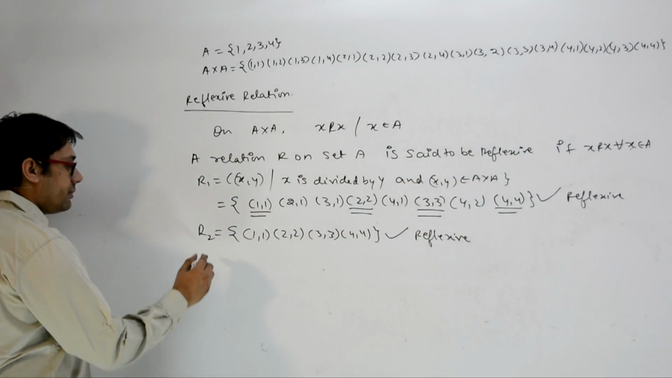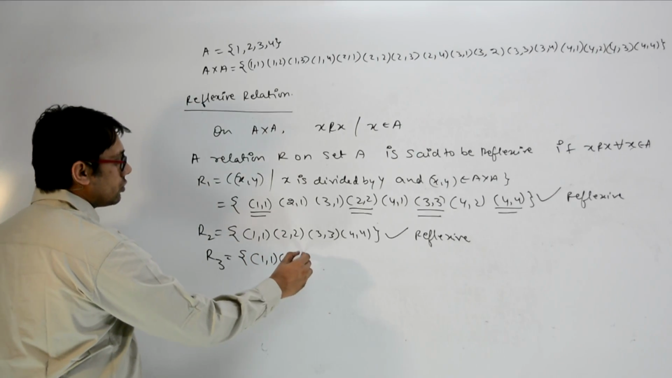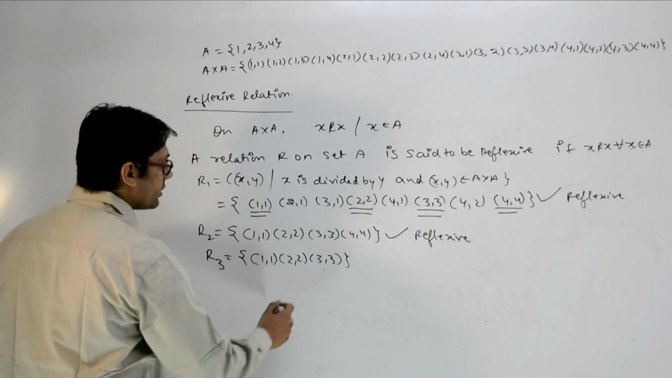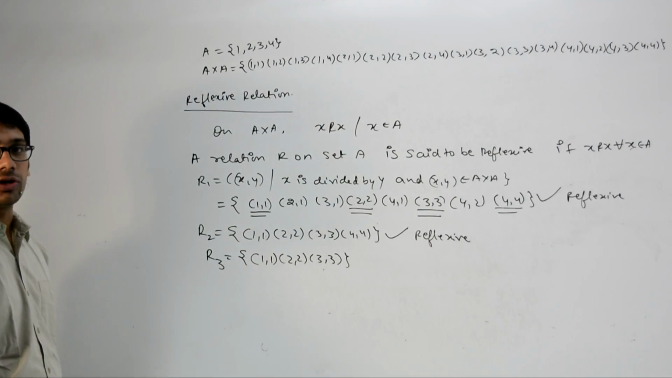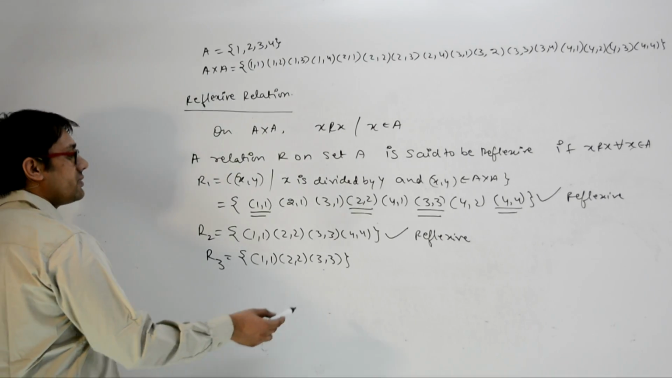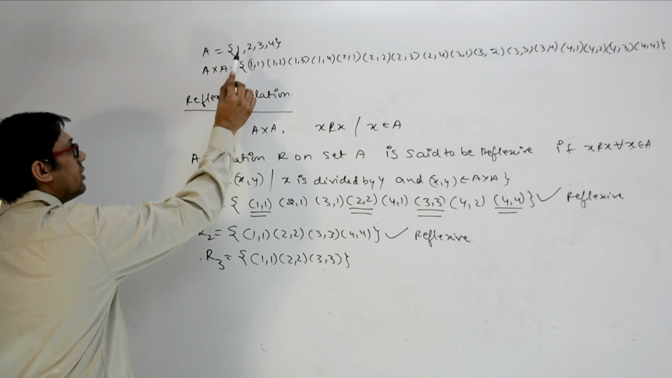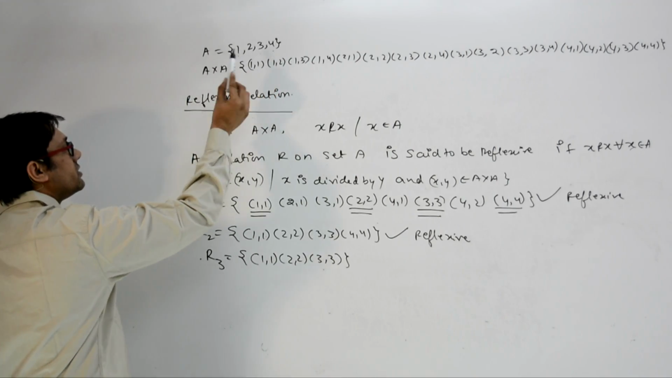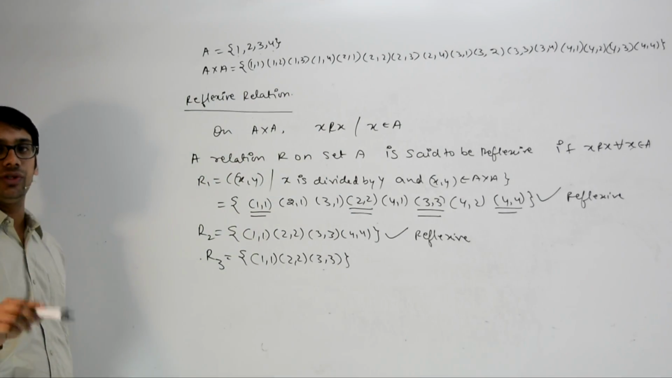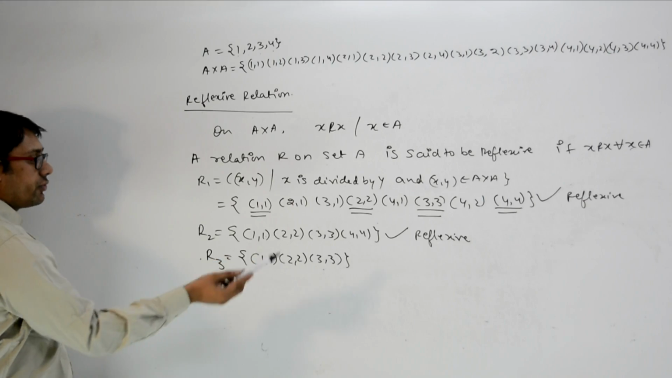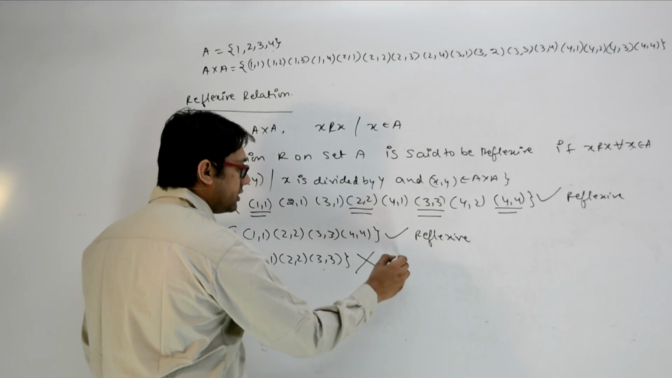Now if I define one more relation R3 which contains 1, 1, 2, 2 and 3, 3, it contains the ordered pairs 1, 1, 2, 2, 3, 3, but it is not containing the ordered pair 4, 4. That means when I say a relation is reflexive, if set A contains 1, 2, 3 and 4, then all the pairs where 1 is related to 1, 2 is related to 2, 3 is related to 3 and 4 is related to 4 should be there. Now this relation is not reflexive.